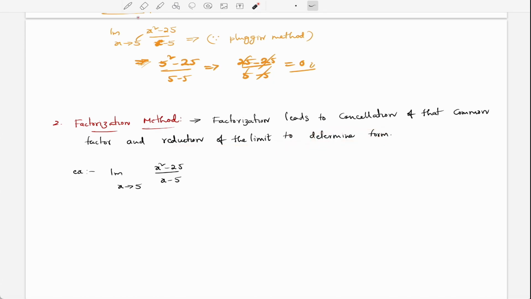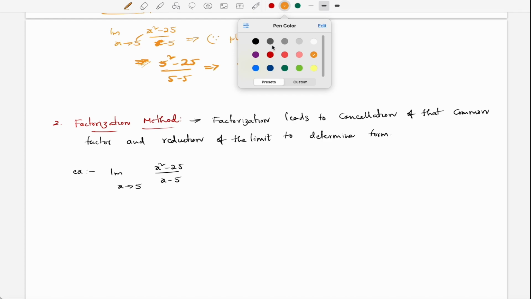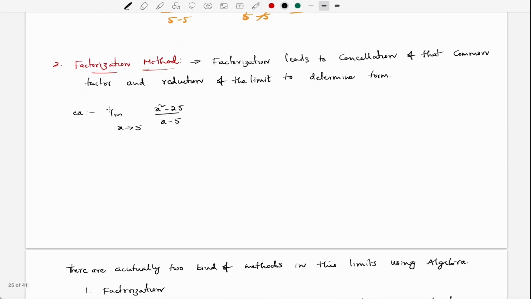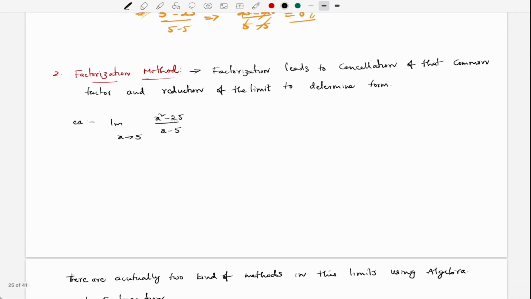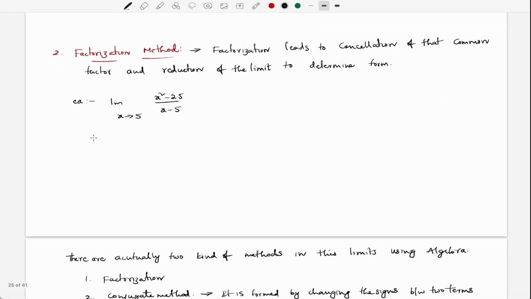I will give you an example, otherwise it will be hard to understand. We have the limit as x approaches 5 of x square minus 25 by x minus 5. I just simply took the previous example. So how are we going to apply factorization here? If you clearly observe the value, we can write 25 as 5 square, right?